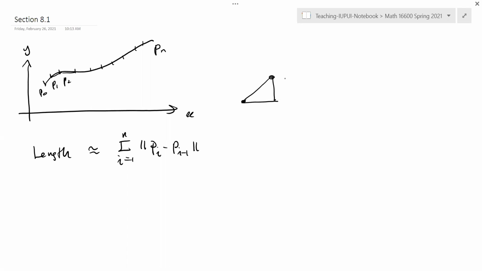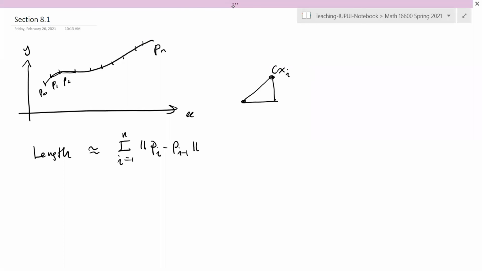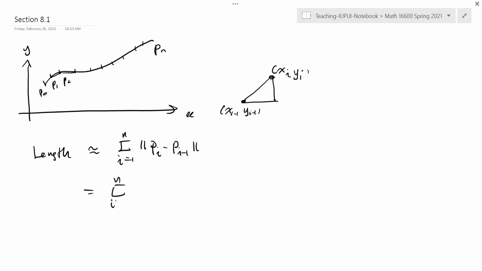then this will be xi, and here's f of xi, right? Or let's just put a yi here. This is a point that has coordinates xi, yi, and this is a point xi minus 1, yi minus 1. So use the Pythagorean theorem, and that is going to be xi minus xi minus 1 squared plus yi minus yi minus 1 squared, right? Okay.